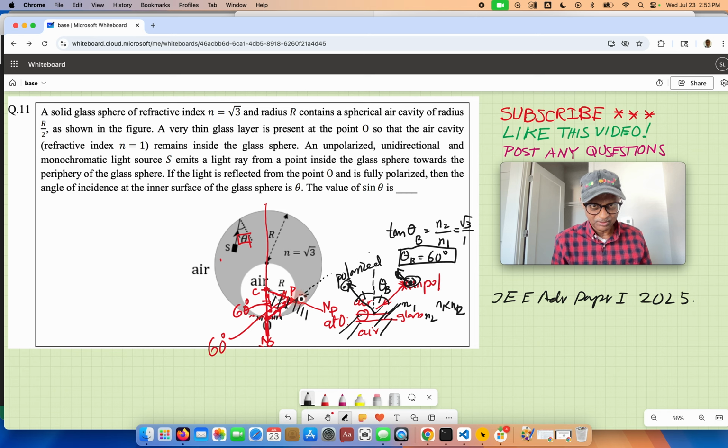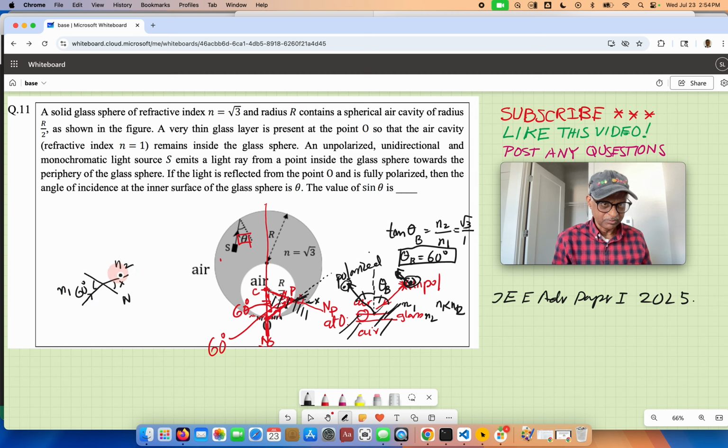It's going to come out somewhere here. The question is, what is this angle? So let's do that angle. Say that angle is x. So we have a normal, this is 60 degrees, and that's the x, and this is n2, and this is n1.